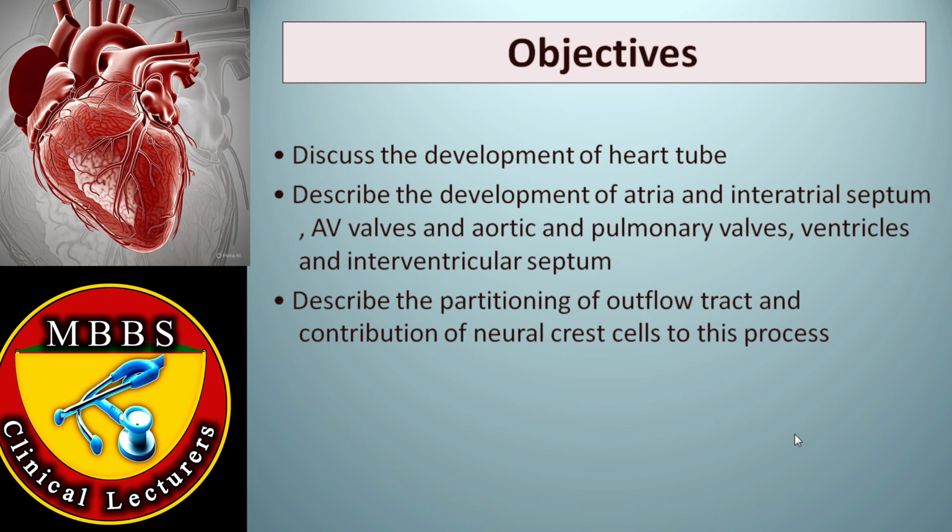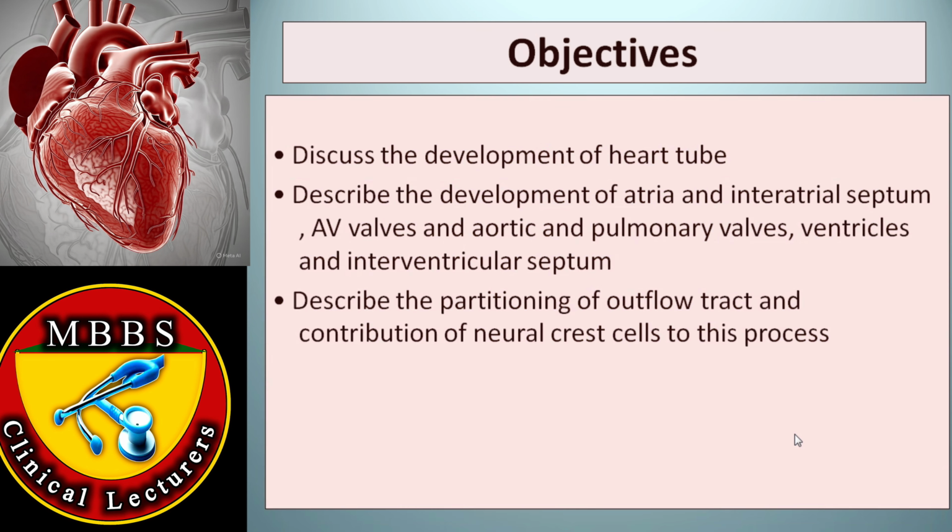These are the objectives. We will discuss the development of the heart tube. We will also discuss the internal structural changes that occur during the development of the atria, interatrial septum, ventricle, interventricular septum, aorta, aortic valve, and pulmonary valve. We will also describe the partitioning of the outflow and the incorporation of the neural crest cells in the formation of the partitioning of the great vessels.